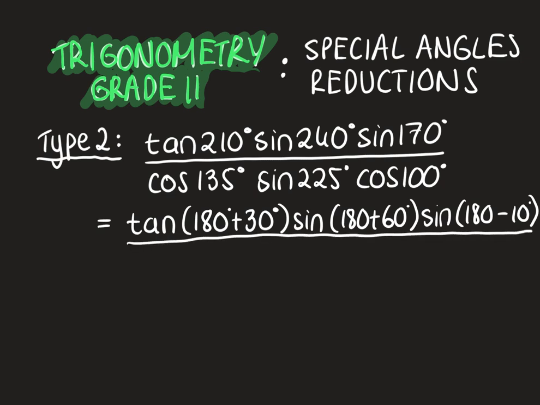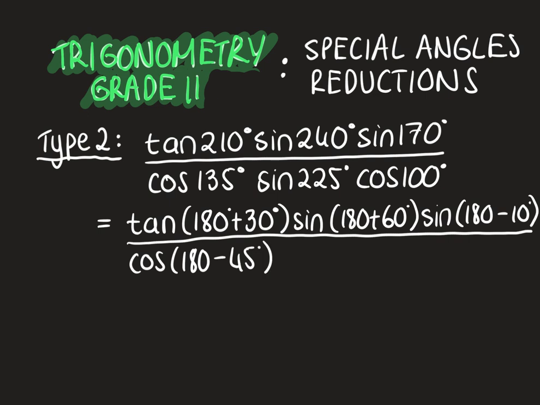Now we go into the cos 135. 135 is in which quadrant? The second quadrant, which is known as the 180 minus quadrant. 180 minus what gives me 135? 45. Lekker, that one's looking nice because it's a special angle.